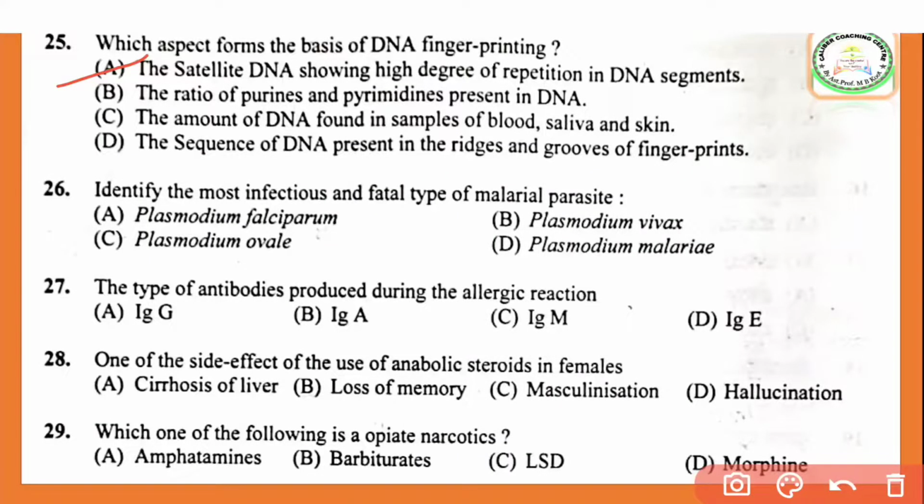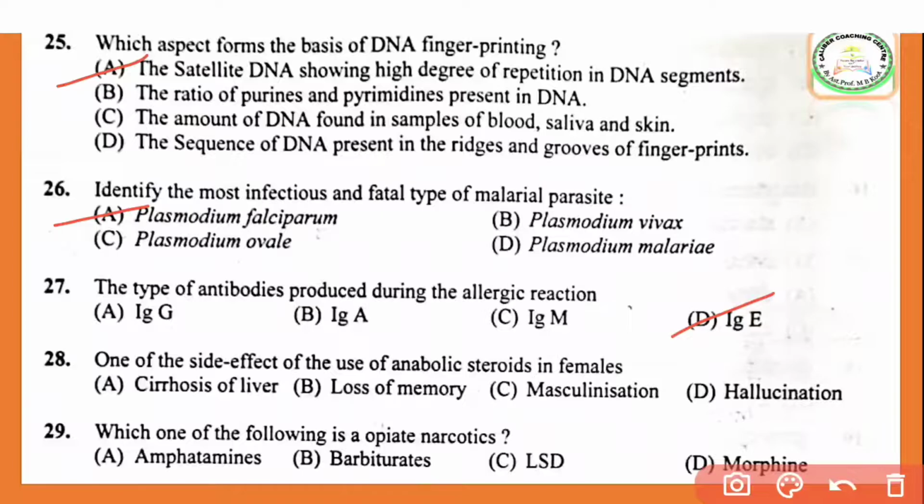Identify the most infectious and fatal type of malarial parasite. 26th question. Answer is A, Plasmodium falciparum. 27th question. The type of antibodies produced during the allergic reaction. Option D, IgE.